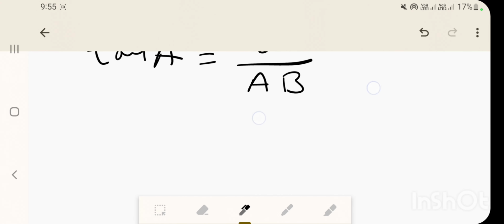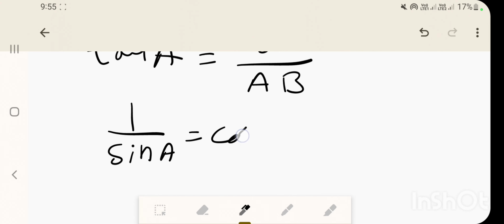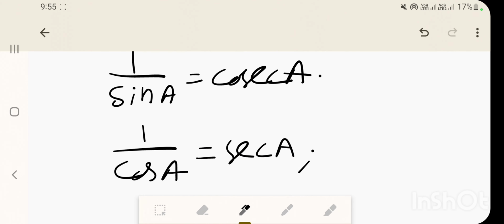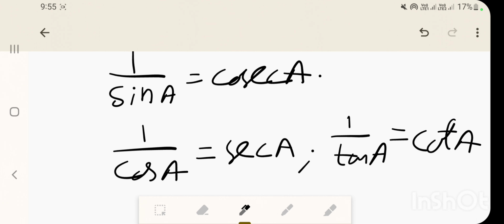And here we have the reciprocals of sin A, cos A, tan A. 1 by sin A is cosecant A, 1 by cos A is secant A, and 1 by tan A is cot A. This is very important, you have to memorize this. These are some of the relations which you have to remember.